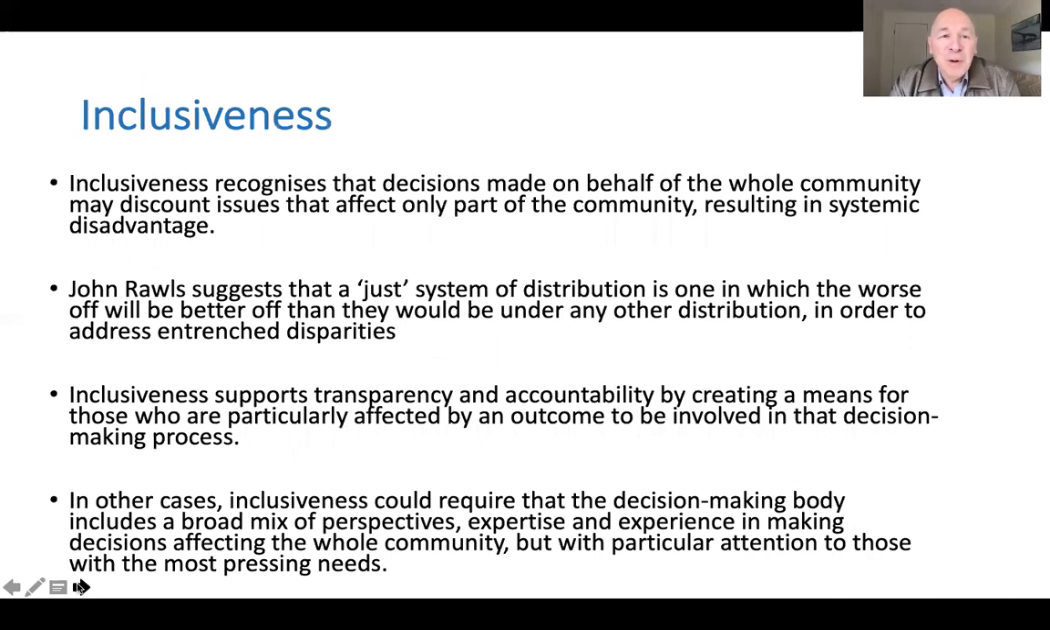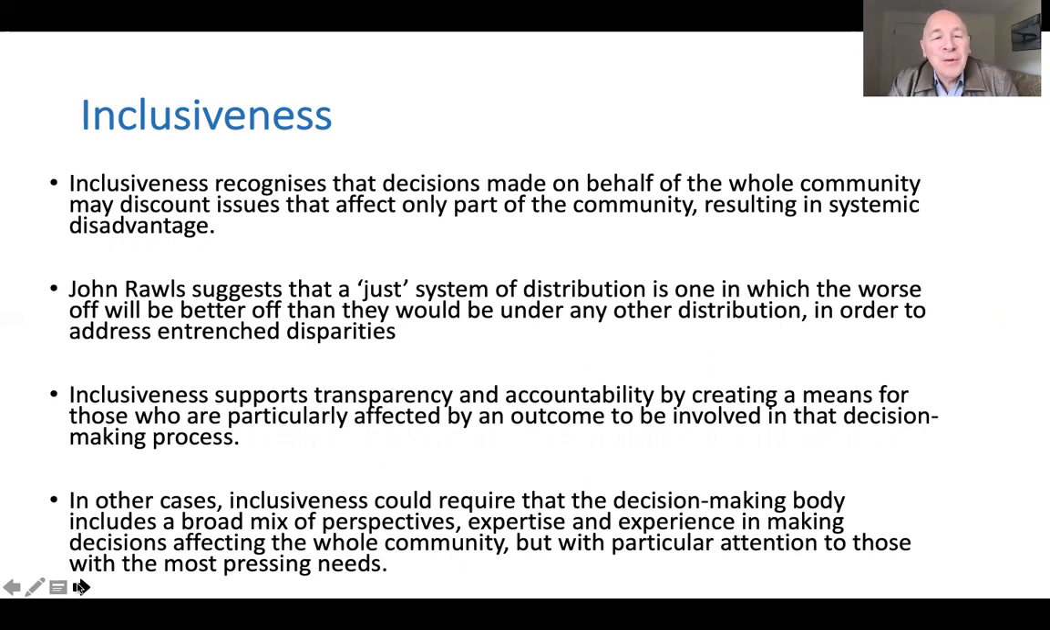Inclusiveness is very important. Inclusiveness recognises that decisions made on behalf of a whole community sometimes discount issues that affect only part of the community, resulting in systemic disadvantage. In other words, many decisions are made for the greatest good of the greatest number, and that can leave out vulnerable minorities, for example. In ethical terms, the bioethicist John Rawls suggests that a just system of distribution is one, in fact, in which the worst off will be better than they would under any other distribution. And this is in order to address these disparities.